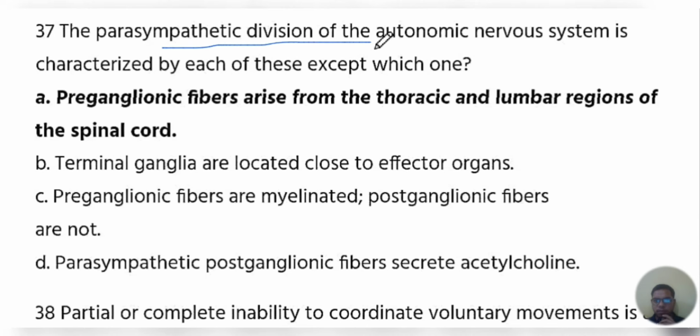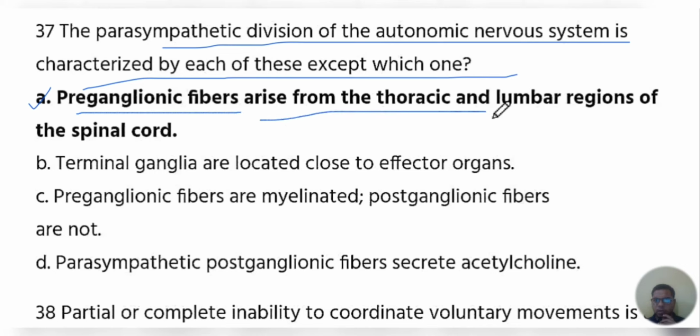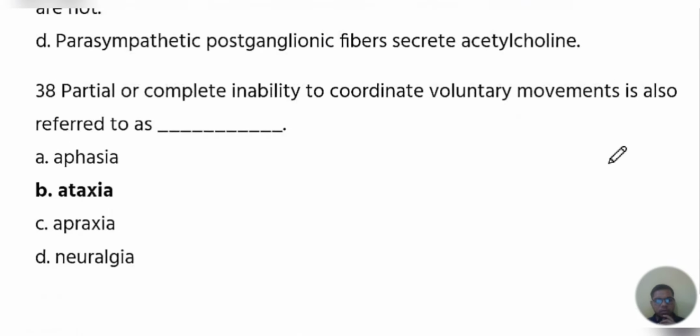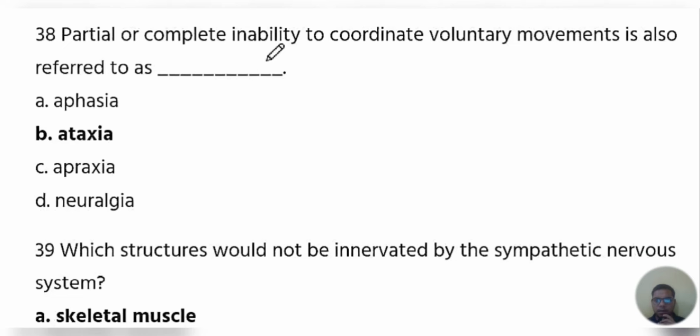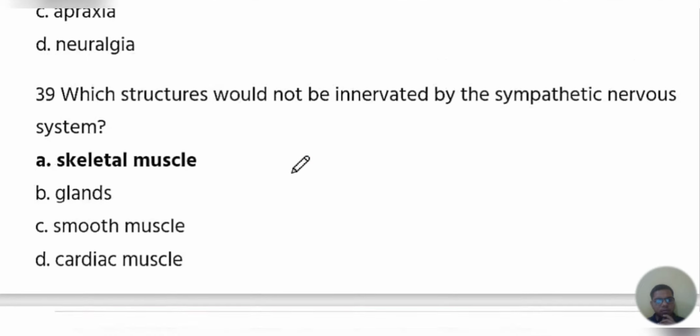The parasympathetic division of the autonomic nervous system is characterized by each of these except which one? The answer is A. Preganglionic fibers arise from the thoracic and lumbar regions of the spinal cord. Okay. Next is question number 38. Paralysis or complete inability to coordinate voluntary movement is also referred to as ataxia. The answer is B, ataxia. Next is question number 39.